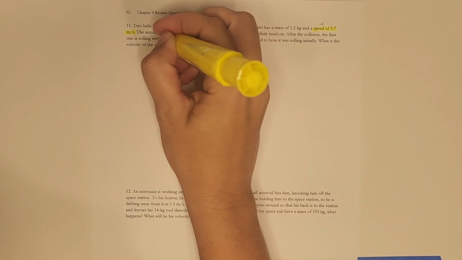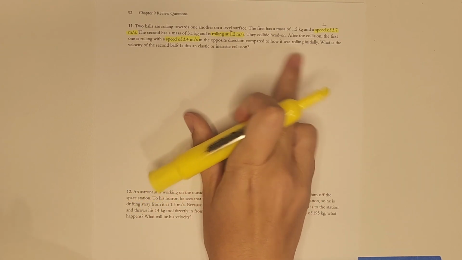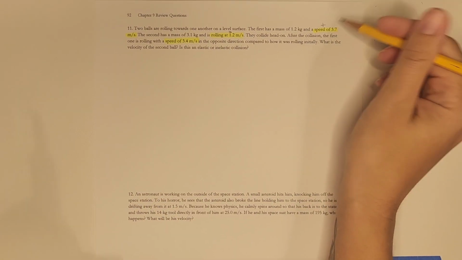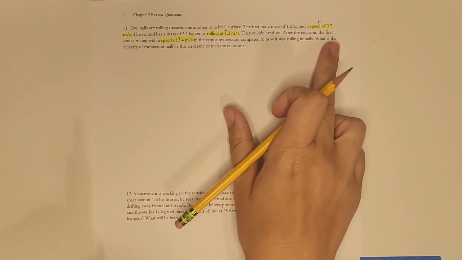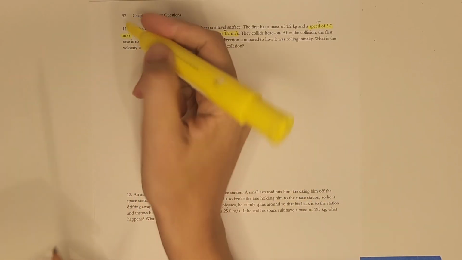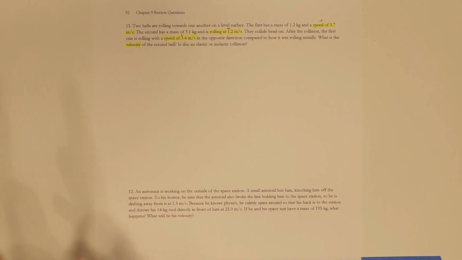After the collision, the first one is rolling with a speed of 3.4 meters per second, and it's in the opposite direction of how it was rolling initially. So it was initially positive, and now it's going to be negative. And then we need to know what the velocity is of the second ball. So we have velocity here, and then is it elastic or inelastic? This question is asking a lot of us in terms of calculations, and they've barely given us enough room. So we're going to conserve space as we are doing the problem.